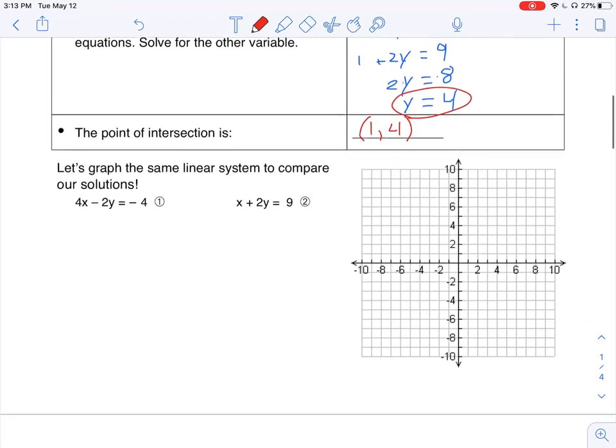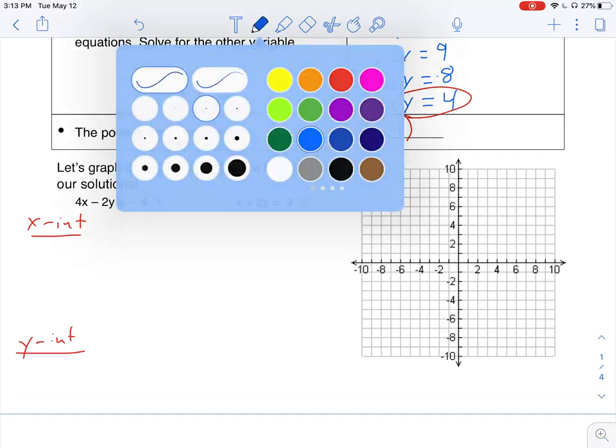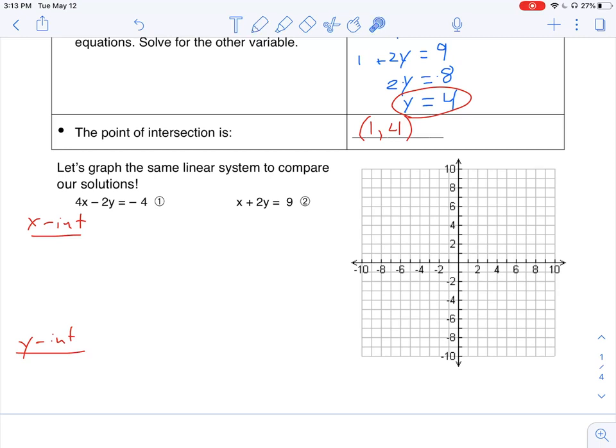If I go ahead and graph the linear system and compare it, just to visually see what this actually means, what I can do is find two points. I can find my x-intercept and my y-intercept by setting one and then the other variable to 0. To find my x-intercept, or where the line touches the x-axis, I know the y value is going to be 0. So if I set y to 0, I simply get 4x equals negative 4, which gives me an x value of negative 1.